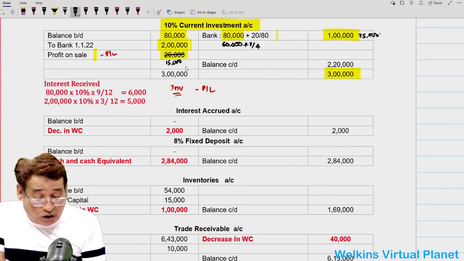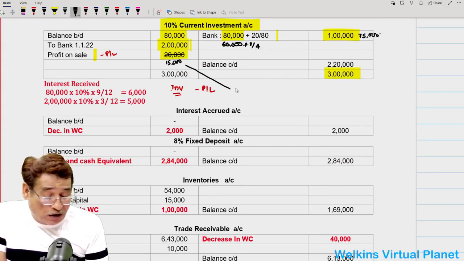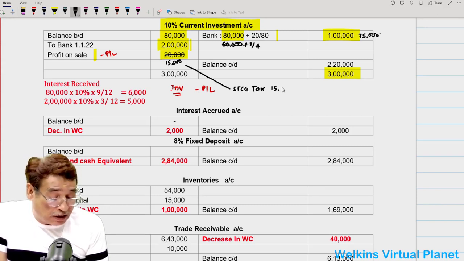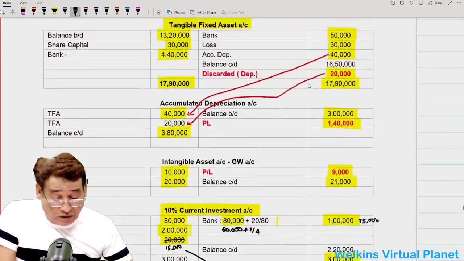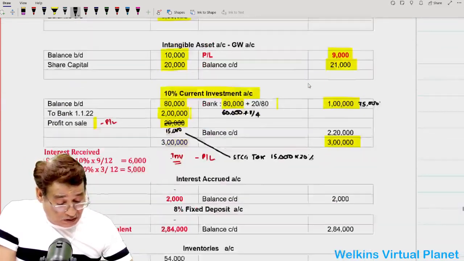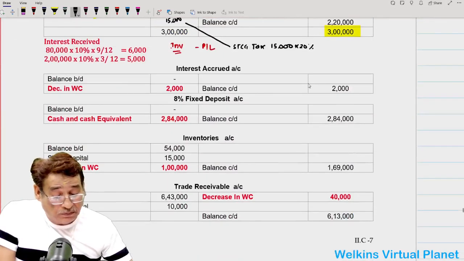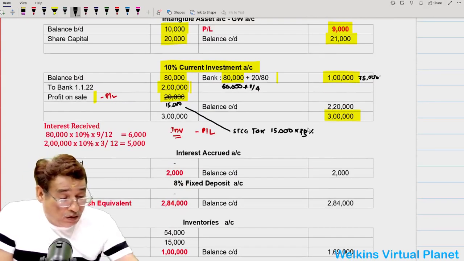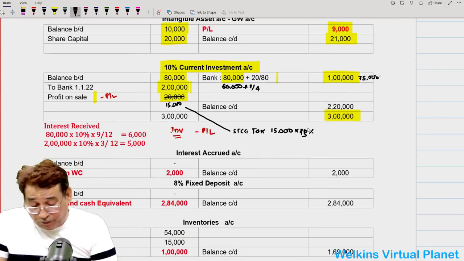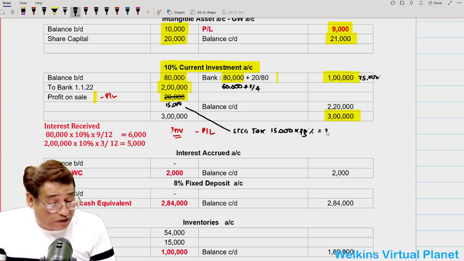And importantly, on this profit, you will compute the short-term capital gain tax. Short-term capital gain tax was 20%, I think. Was it 20% or 15%? I have forgotten. Let me see. I think it was 15%. So it will be equal to 15,000 into 15%, that is equal to 2,250.